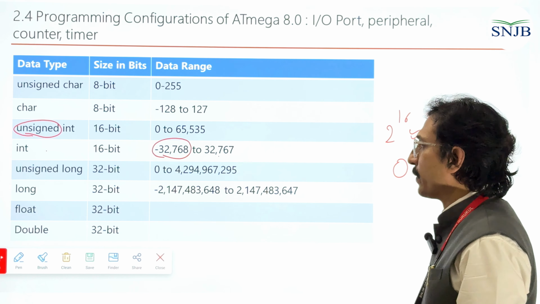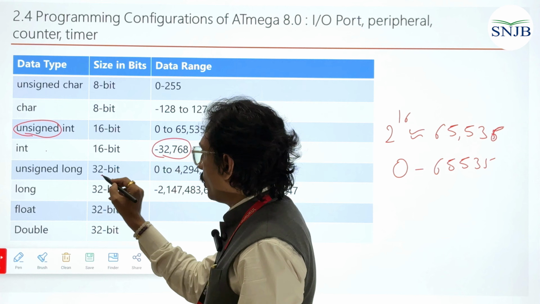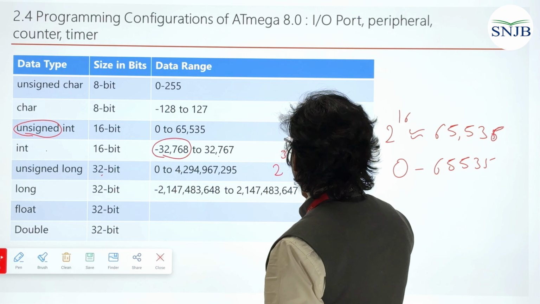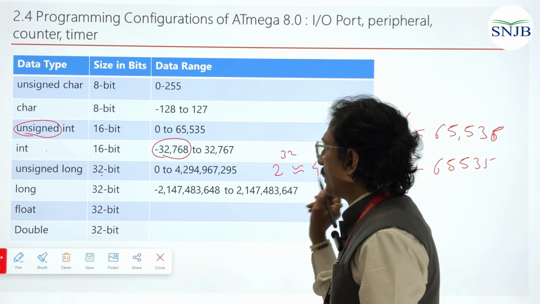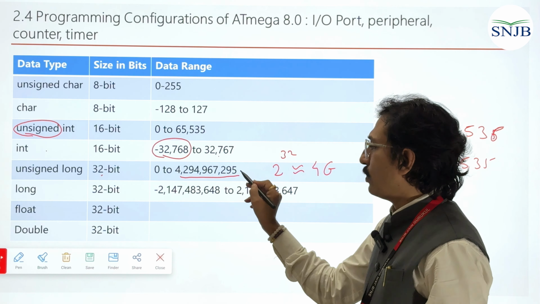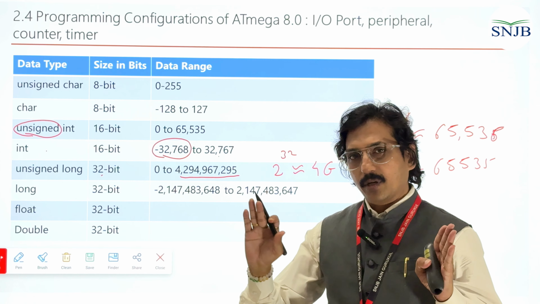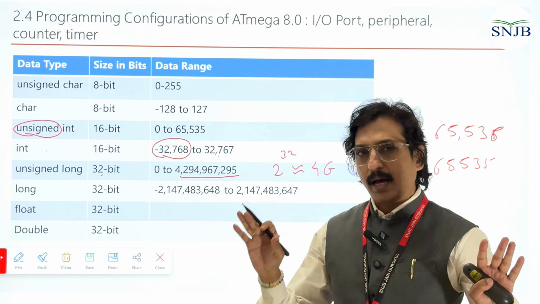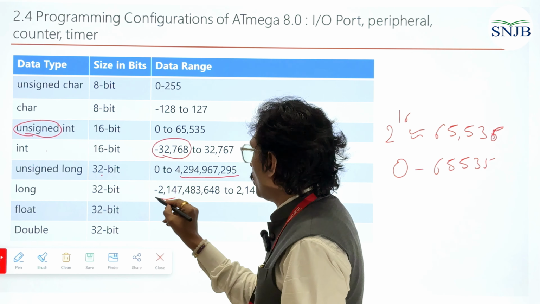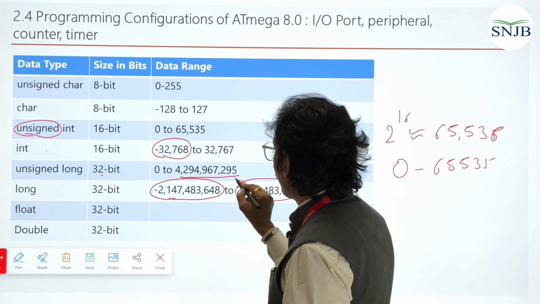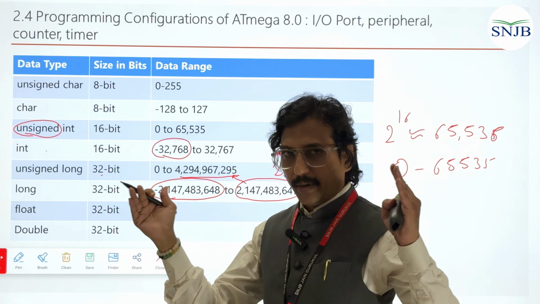So unsigned long is of 32 bit. 32 bit means 2 raised to 32. It is treated as 4 giga. So this is a 4 giga range, and when it is only long, means minus values are there, plus values are also there. So half minus, half plus. So this is 2 giga minus and 2 giga plus. So it comprises 4 giga completely.